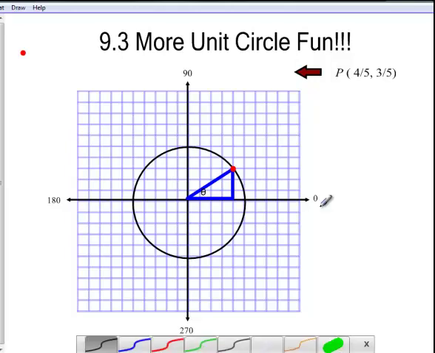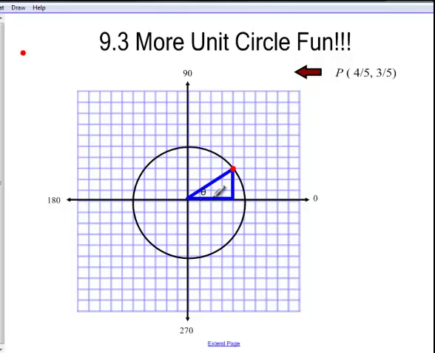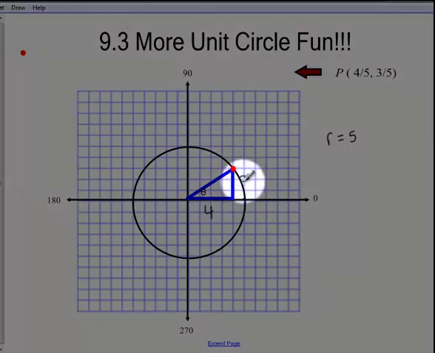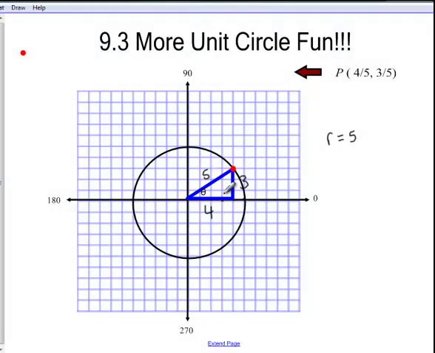So we've got this circle right here, and this circle happens to be 1, 2, 3, 4, 5. This circle has a radius of 5. And if you notice here, there's this lovely red point right here. Well, if I were to start labeling this circle, this side is 4, this side is 3, and our radius is 5. So it's a 3, 4, 5 triangle.